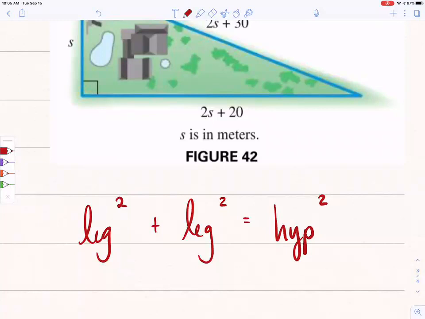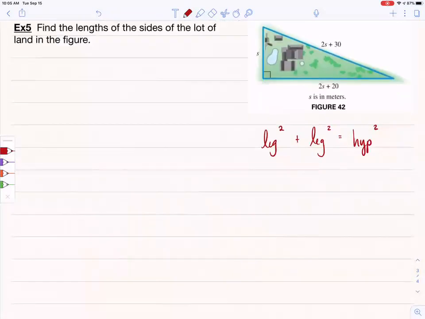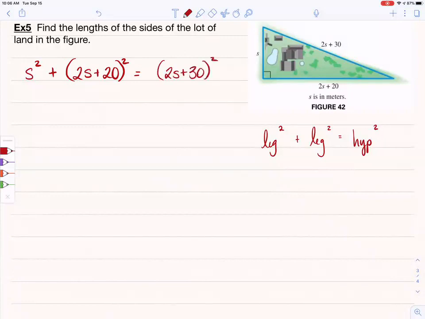All right, so leg squared plus leg squared. Let's look at those two first. What's one of the legs? S. So there's my leg squared. Plus, what's the other leg? 2s plus 20. Is it proper for me to write it like this? 2s plus 20 squared. No, because what am I squaring there? Just the 20. I need to square the whole leg. Is equal to the hypotenuse squared. So what is that? 2s plus 30 squared. Good. 2s plus 30, the whole quantity squared.